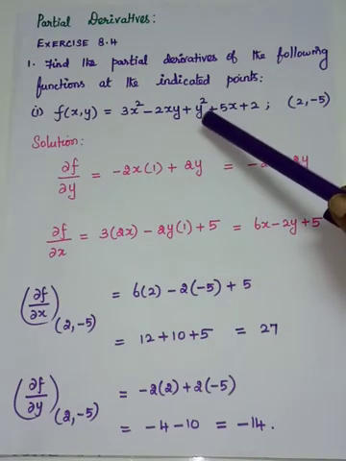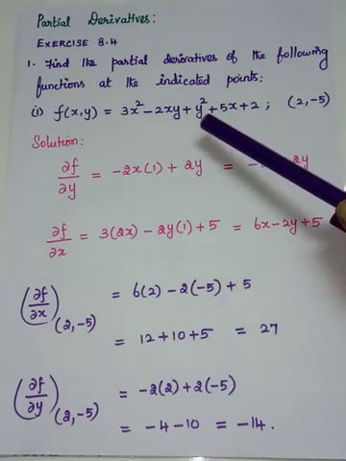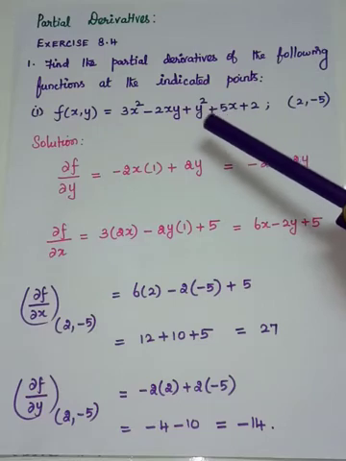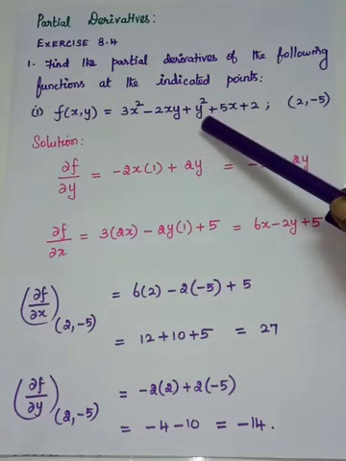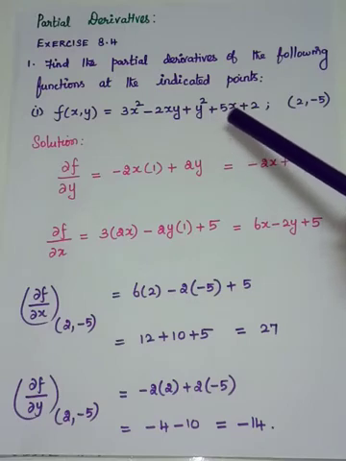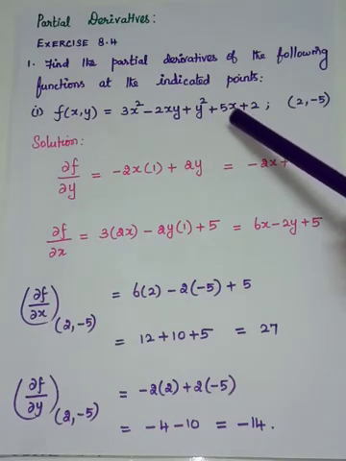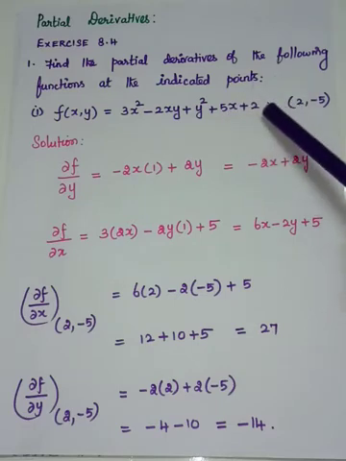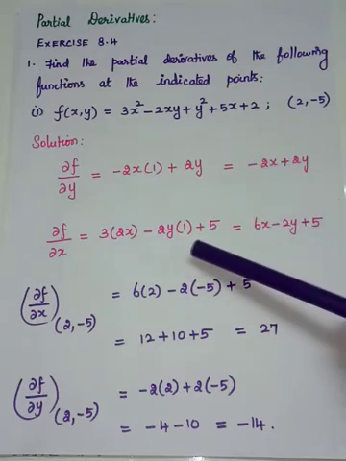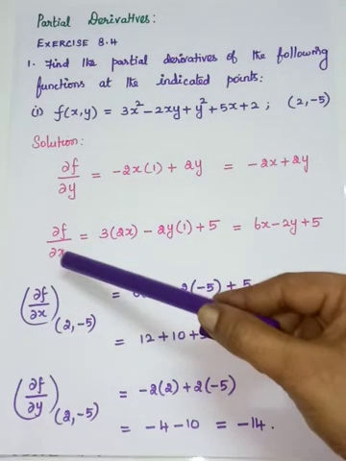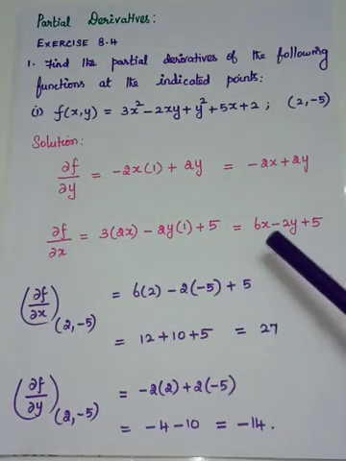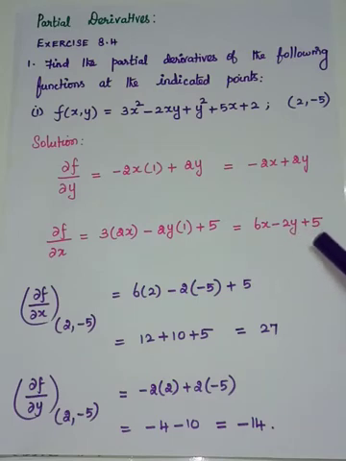And come to here, it is y squared. We treat y as constant, so y squared is also a constant, whose differentiation is 0. Go to the next term, it is 5x. 5 is a constant. If you differentiate x with respect to x, it is 1. And go to the constant 2, whose differentiation is 0. So therefore, ∂f/∂x is equal to 6x minus 2y plus 5.